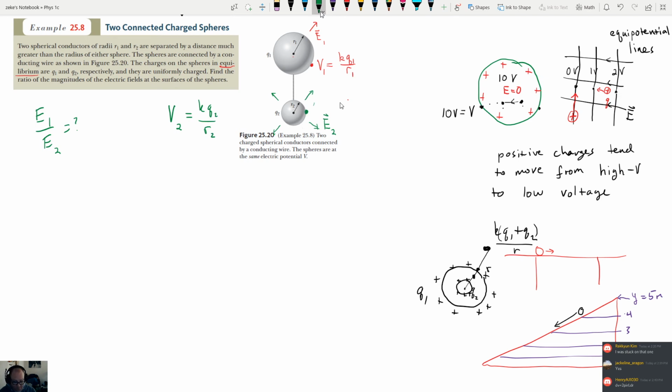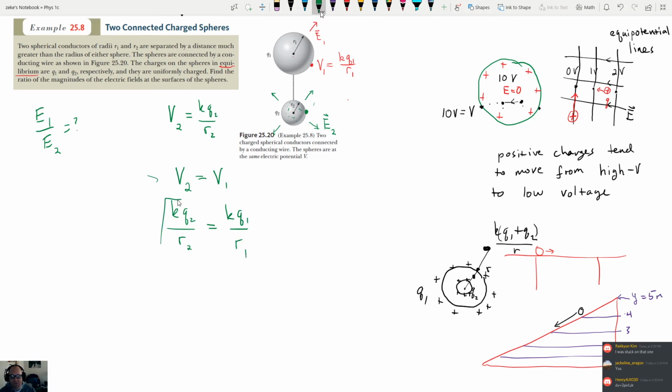If you go a little bit farther away, you would have to use R, the distance away. But if we're on the surface, then that's what it is, and that ends up being the same value at any point inside of here, basically. If we read what it says down at the bottom, two charged spherical conductors connected by a conducting wire, the spheres are at the same electric potential. That wire forces them to be at the same potential. So if those are the same, that means V2 is equal to V1, which means K times Q2 over R2 is equal to K times Q1 over R1.